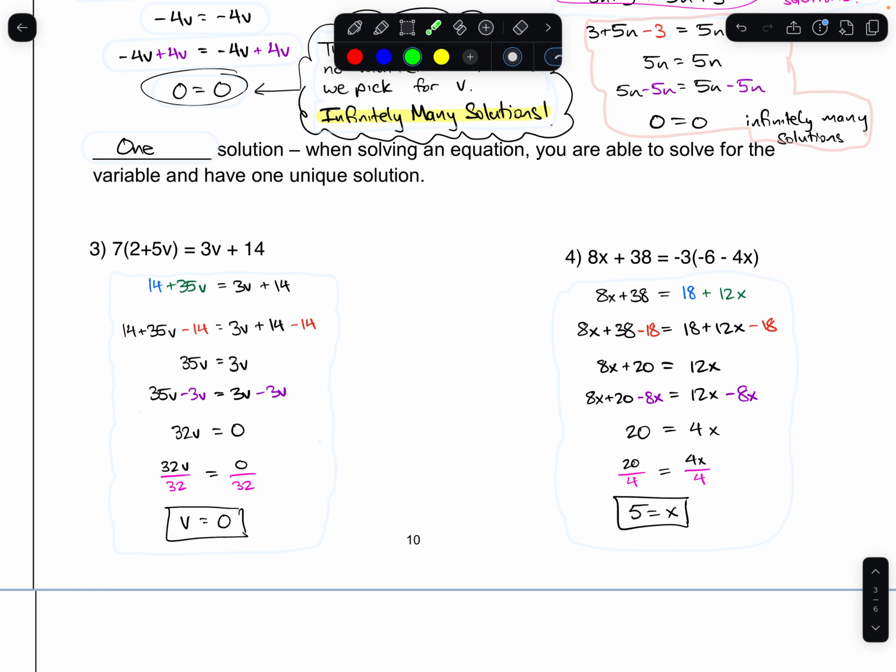All right, there we go. Notice that when you solve these, you get the variable by itself and a number on the right. So v equals 0. That's just 0 is the only value for v that works. Or 5 is the only value for x that makes this equation true in number 4.